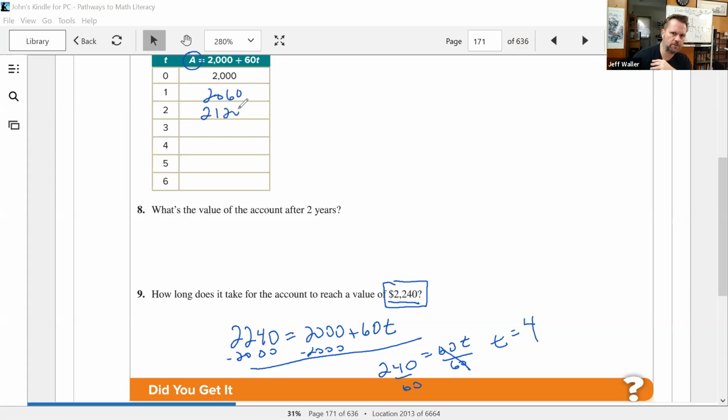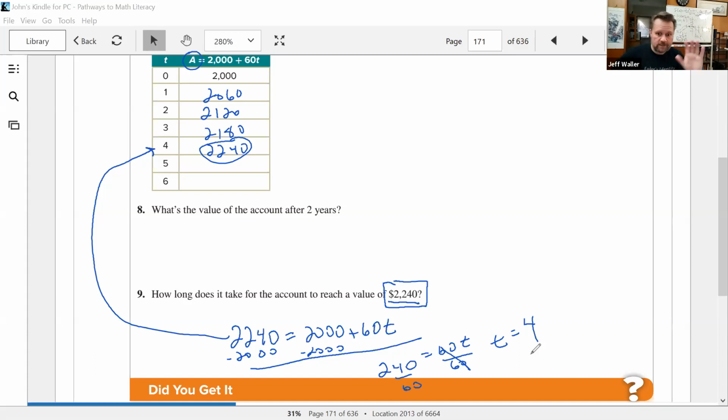And if I would have just kept going on this chart, now this is what they really wanted you to do, but I just had to. So you just keep adding 60. That's where I hit 2,240. So they just wanted you to look there. I want to show you mathematically what it does for us. All right. So yes, that whole thing I just did is extra.